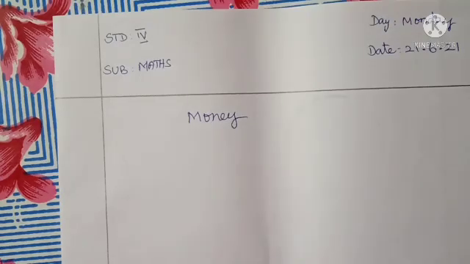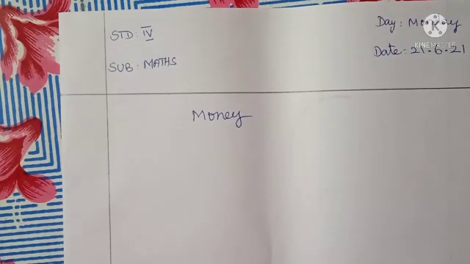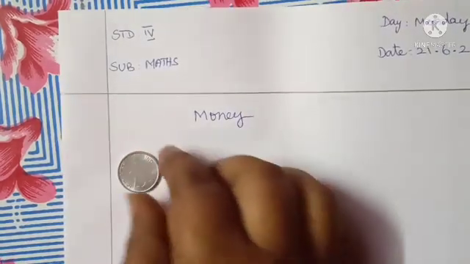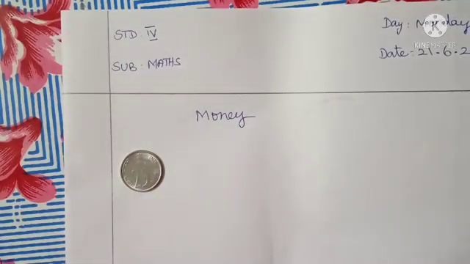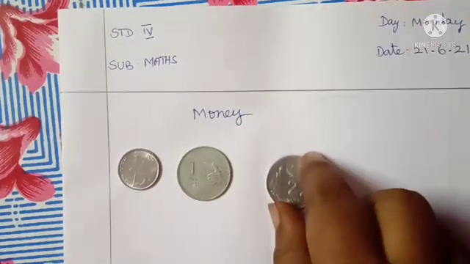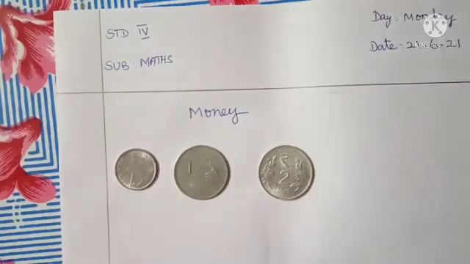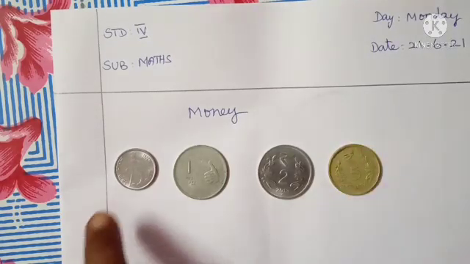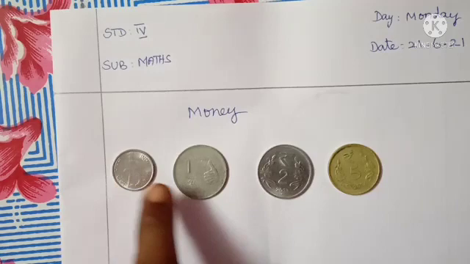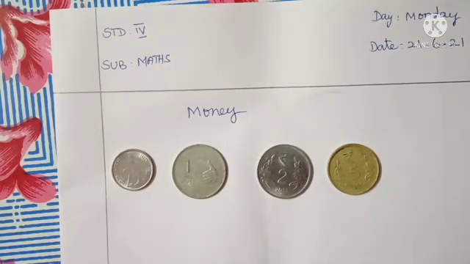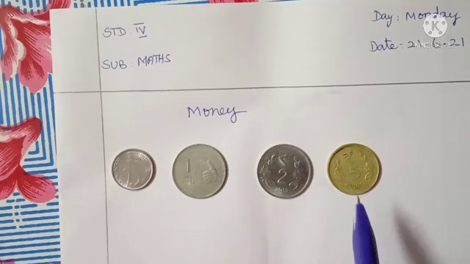In your real life, there are two kinds of money. One is coins, and the other is notes. Here I show the coins. This is a 25 paise coin. Next is a 1 rupee coin, then a 2 rupee coin, and then a 5 rupee coin. These coins are available now, but 25 paise is no longer in use. Starting from rupees, 1 rupee, 2 rupee and 5 rupee coins are used in real life.